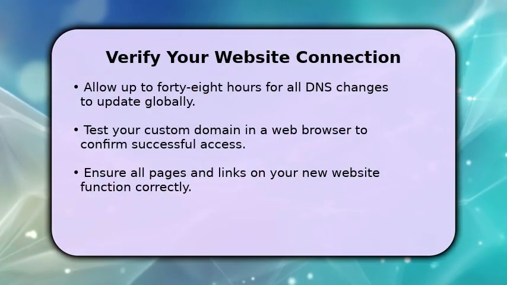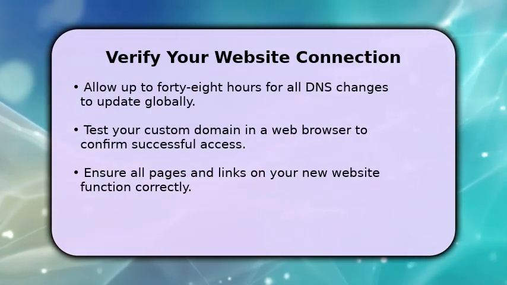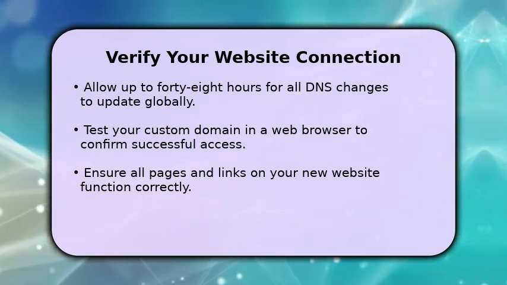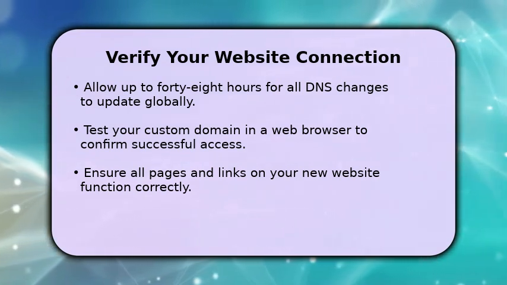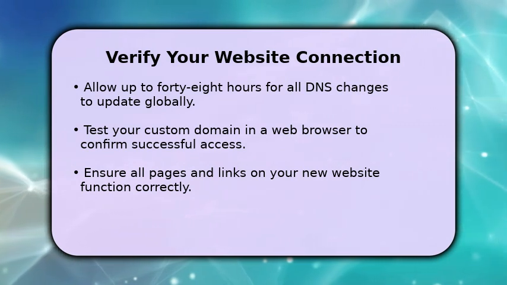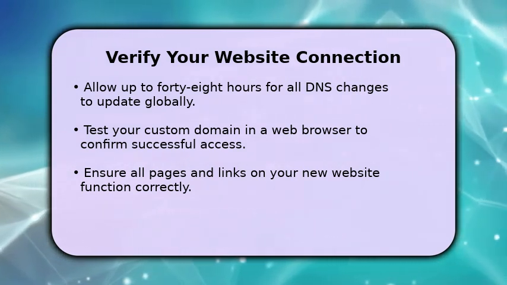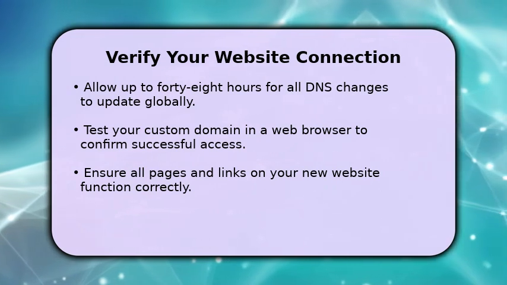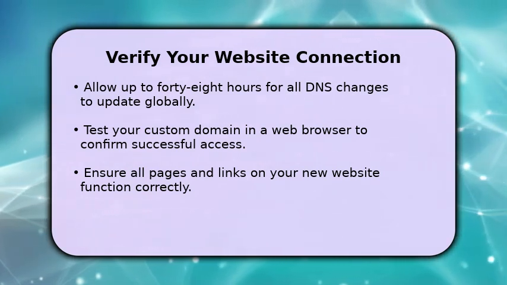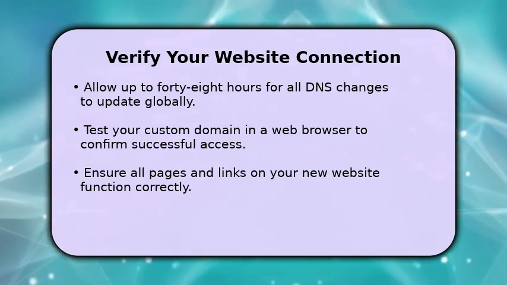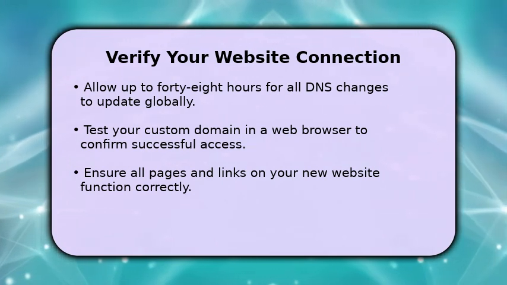After configuring your DNS records, patience is key. It can take up to 48 hours for the changes to fully propagate. Once this period has passed, open a web browser and type in your custom domain name. Your Canva-designed website should now appear. Thoroughly check all pages, links, and interactive elements to ensure everything is functioning as expected. Congratulations, your Canva website is now live on your custom Hostinger domain.